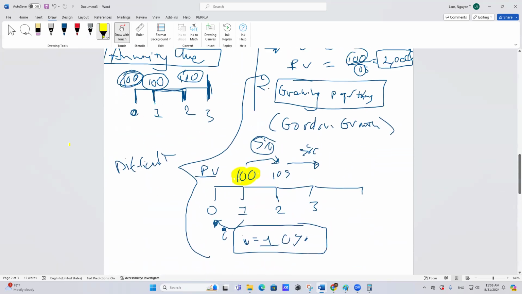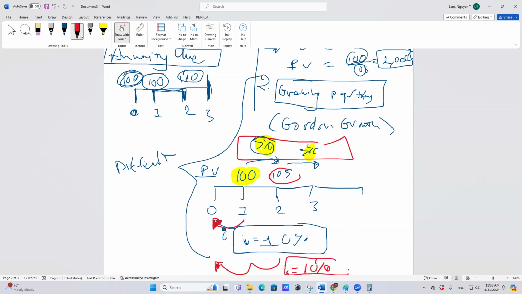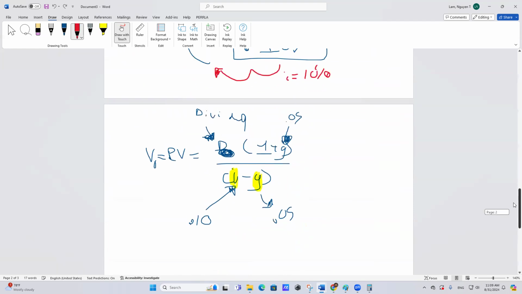Just keep in mind that the growth rate happens on top of the cash flow that I'm drawing right here, and then the interest rate is happening at the bottom. That's how I usually visualize it. Yes, you're going to grow to 105, but then when you discount back, from year two it's like a 1 to 2 period discounting, but it's discounted at the discount rate of 10%. So keep in mind there's a different rate. There's a 10% and there's a 5%.